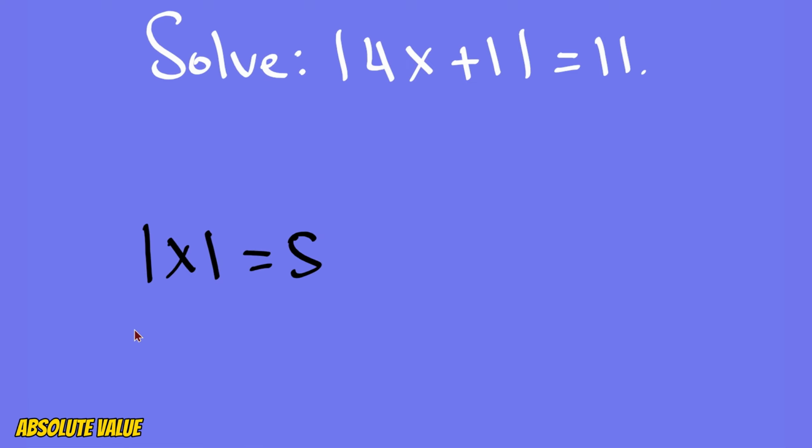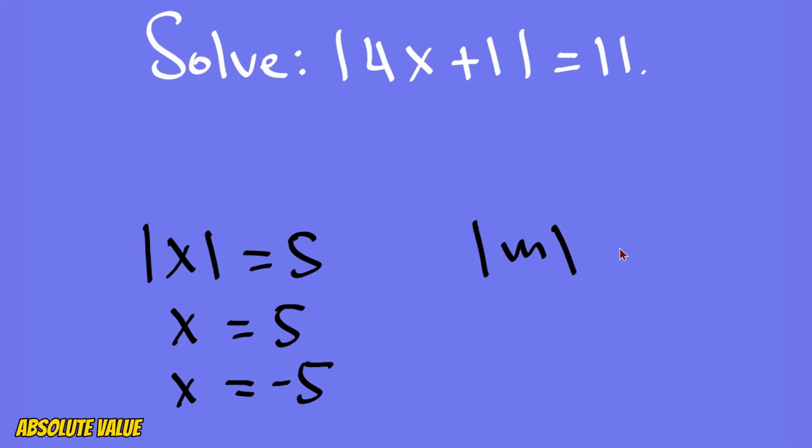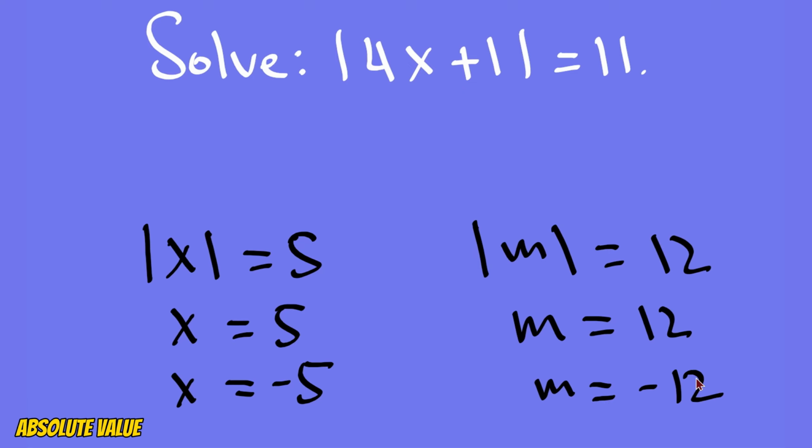equal to 5, in this case, x can be equal to 5, x can be equal to minus 5, right? So that's the definition. Why? Because that's the definition of absolute value. One more example, if we have the absolute value of, let's say, m equal to 12, so in this case, m can be equal to 12 or m can be equal to minus 12, okay? That's just the definition of the absolute value.